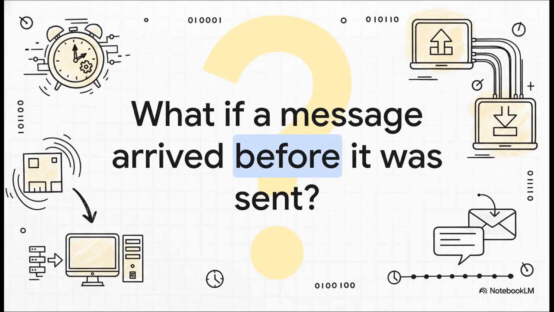So I want you to start with this little thought experiment. It sounds like it's pulled right out of a sci-fi movie, I know. But what if a message could actually be received before it was even sent? It just completely shatters our idea of cause and effect, doesn't it? But here's the thing. In our digital world, this isn't some weird paradox. It's a real, tangible problem that engineers have to figure out every single day.